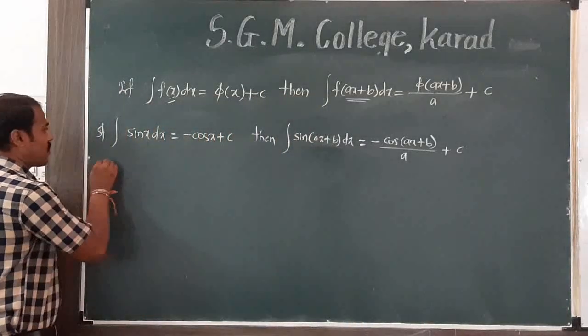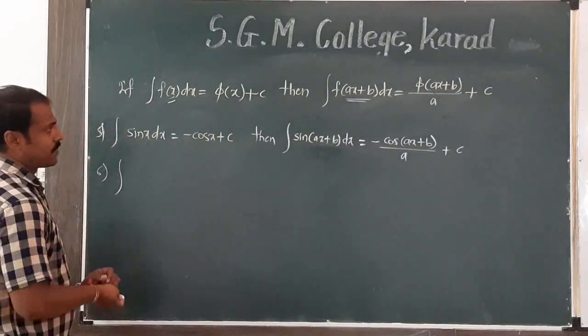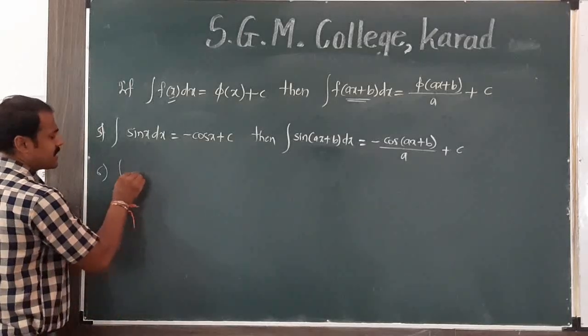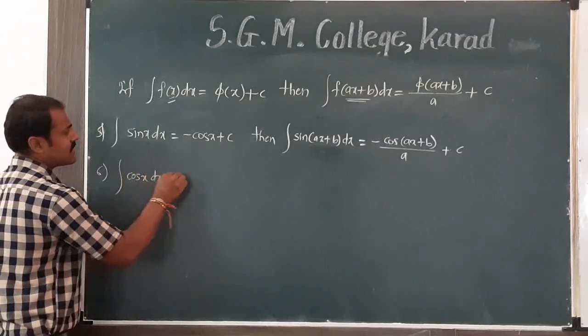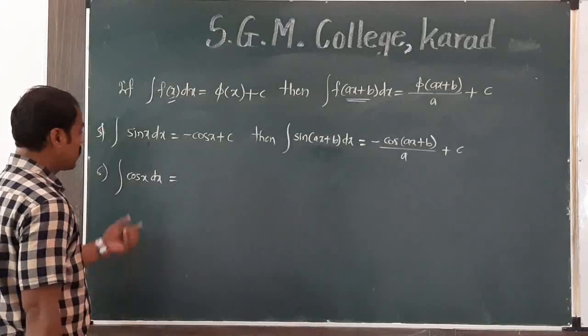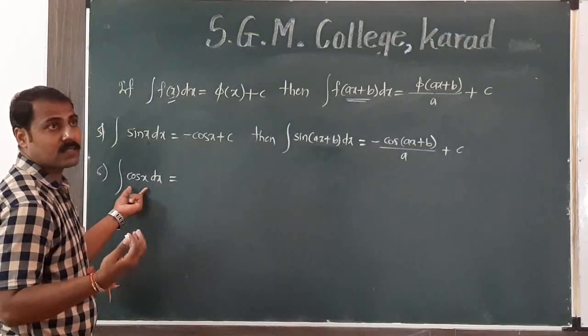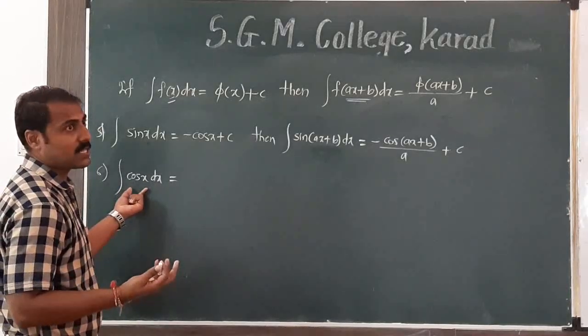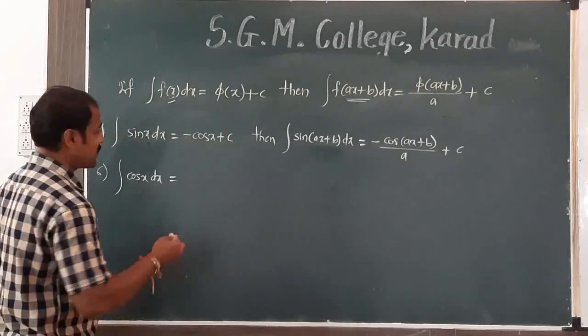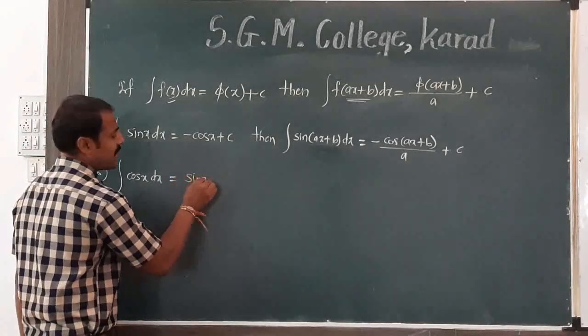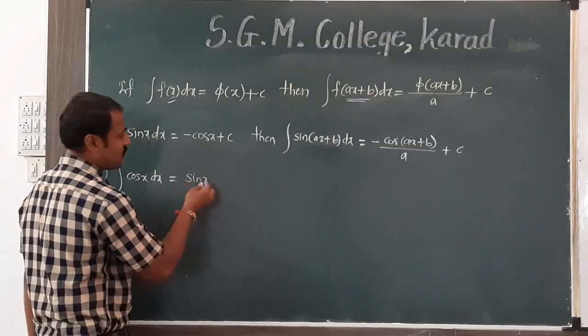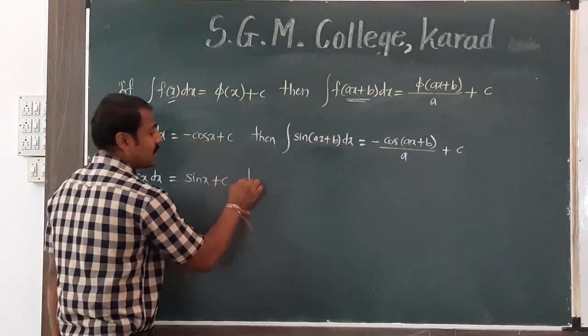Next, we know the formula for integration of cos x dx. Integration of cos x dx is equal to what? Whose derivative is cos x? Derivative of sin x is cos x. So integration of cos x is what? Sin x. So integration of cos x dx is equal to sin x plus c.